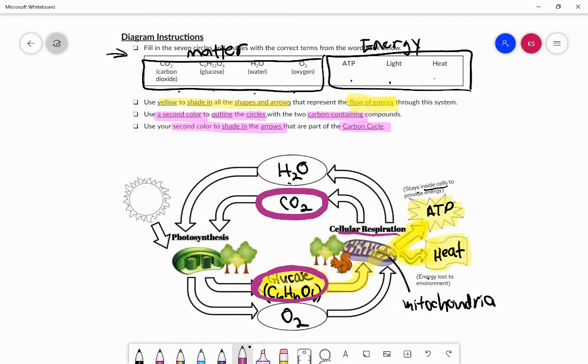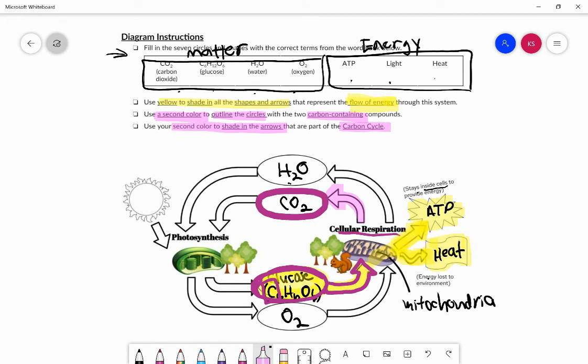So it says to shade the arrows. With this arrow, I'm actually going to outline it. This one coming from glucose, since we already shaded it yellow. But there we can basically see carbon going into the mitochondria in the form of sugar. And then once cellular respiration happens, that glucose molecule gets broken down into carbon dioxide molecules. And so then the mitochondria releases carbon dioxide into the atmosphere in the form of CO2.